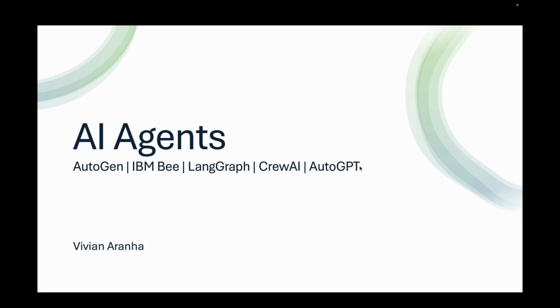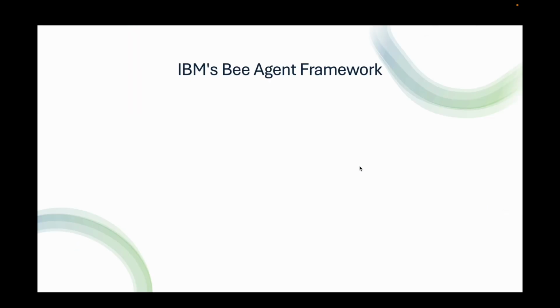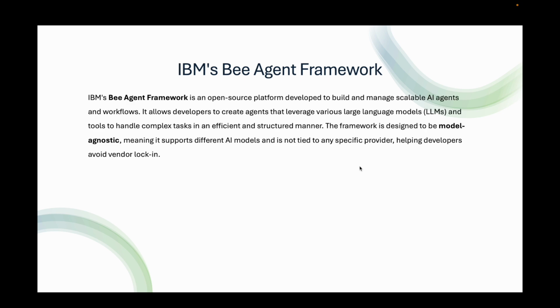The next agent framework that we have is the IBM Bee Agent Framework. Now, IBM's Bee Agent Framework is an open source platform developed to build and manage scalable AI agents and workflows. It allows developers to create agents that leverage various large language models, LLMs, and tools to handle complex tasks in an efficient and structured manner. The framework is designed to be model agnostic, meaning it supports different AI models and it is not tied to any specific provider, helping developers avoid vendor lock-in.